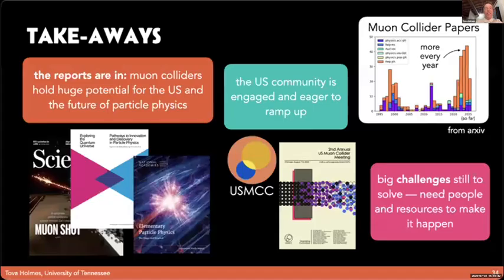Okay, so with all of that in mind, these are my major takeaways from the US Muon Collider community. I would say the reports are in. Muon colliders hold huge potential for the US and for the future of particle physics across a lot of different areas. And the US community is engaged and very eager to ramp up, but we still have big challenges to solve. We are writing more papers every year as we're solving more of those challenges, but we need more people and more resources to actually make it happen.